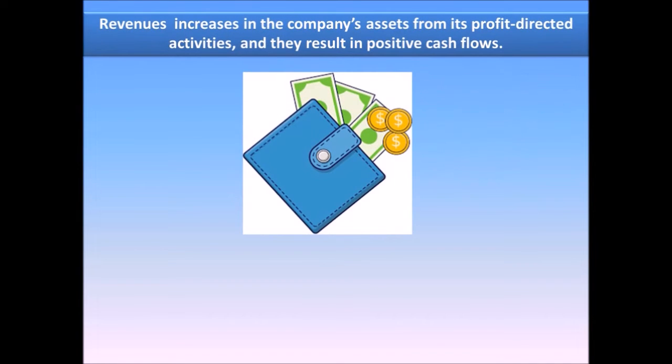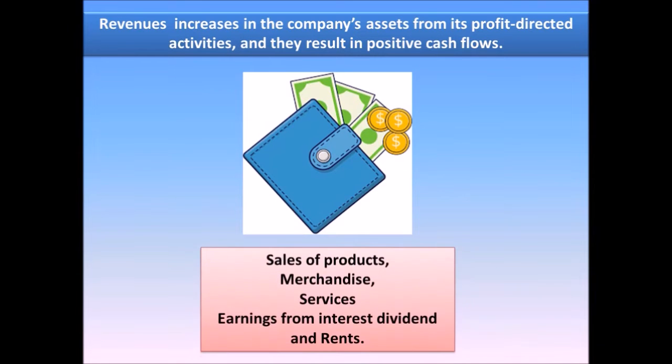Revenues are increases in the company's assets from its profit directed activities, and they result in positive cash flows, such as sales of products, merchandise, services, and earnings from interest, dividend, and rents.